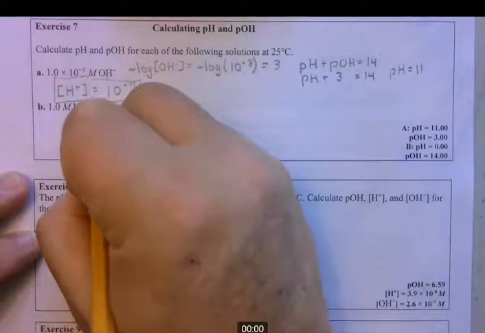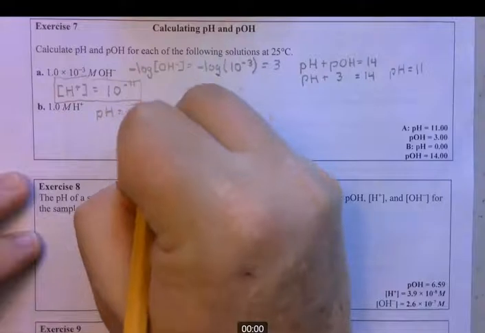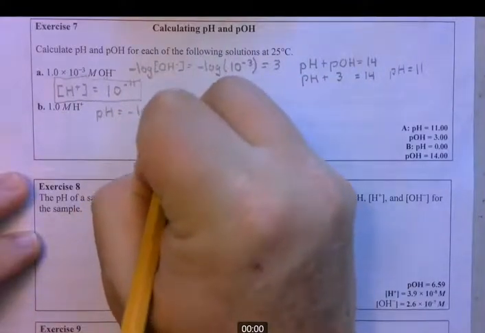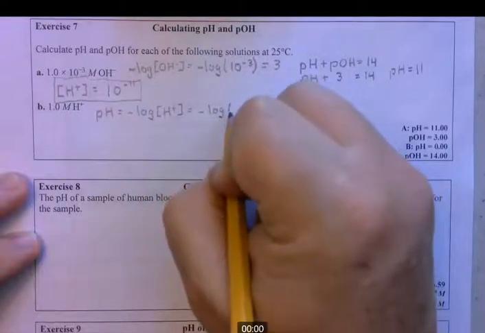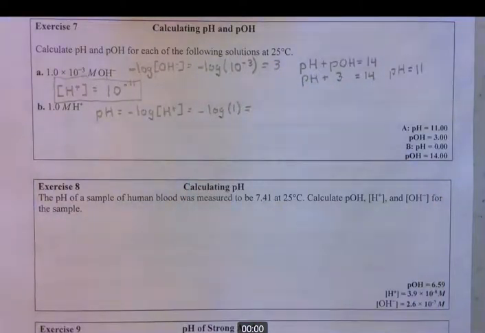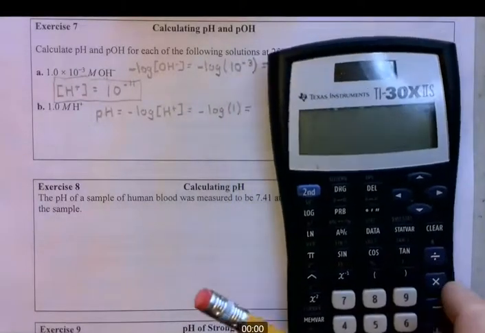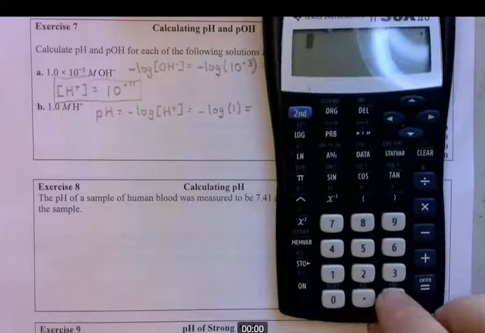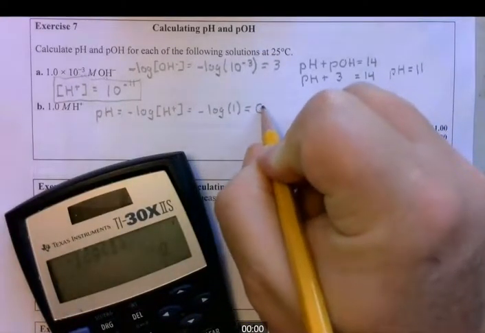So if we want to know the pH, and if you don't know that one, you go to your calculator. And we have negative log of 1, close the parenthesis. That gives you 0.